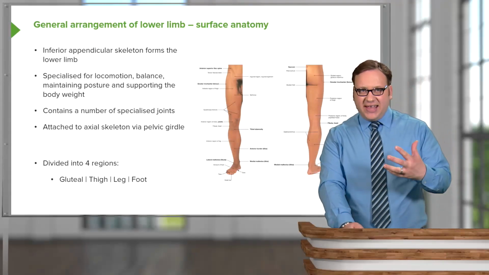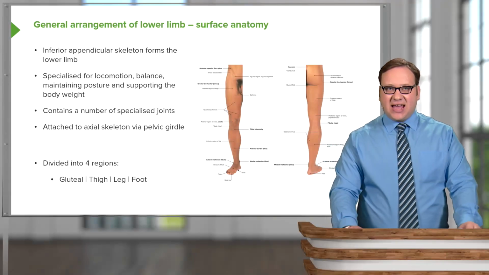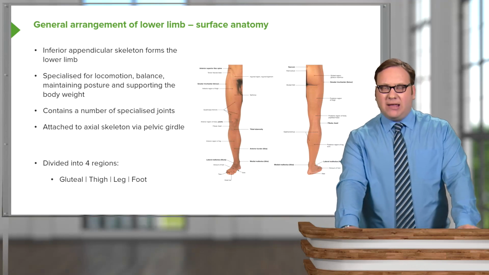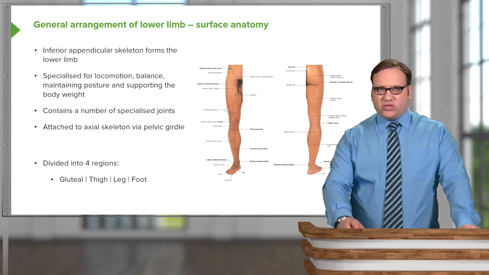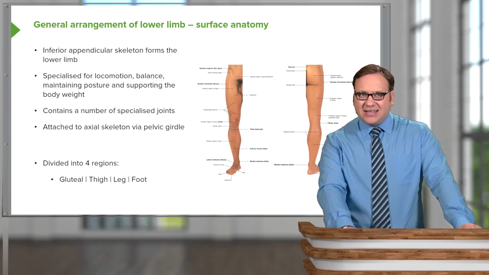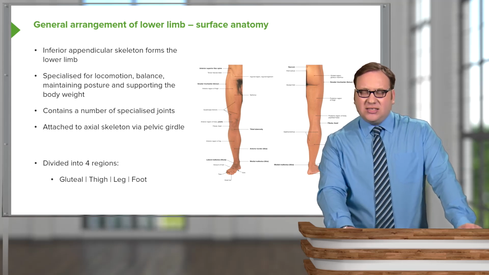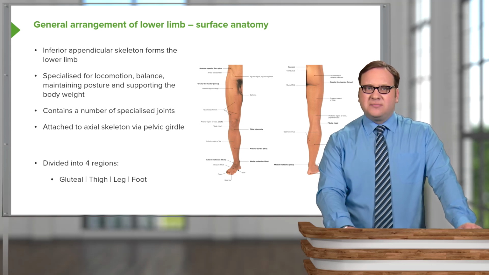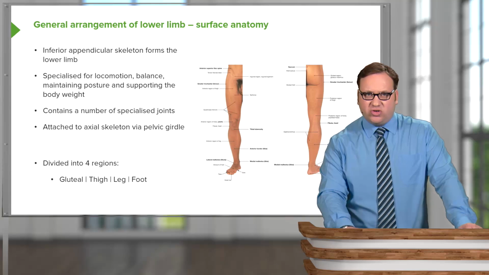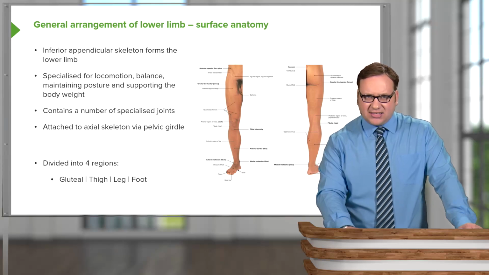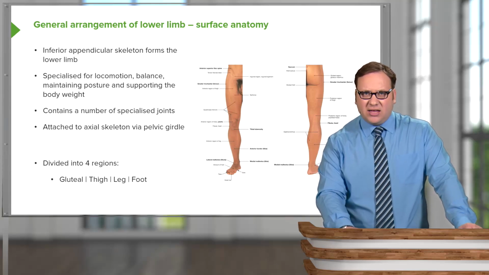So we can see the inferior appendicular skeleton forms the lower limb, and it is specialized for locomotion, for movement. It's also specialized to maintain balance, maintaining posture, and supporting the body's weight. And like the upper limb, it contains a number of specialized joints. It is attached to the axial skeleton via the pelvic girdle.